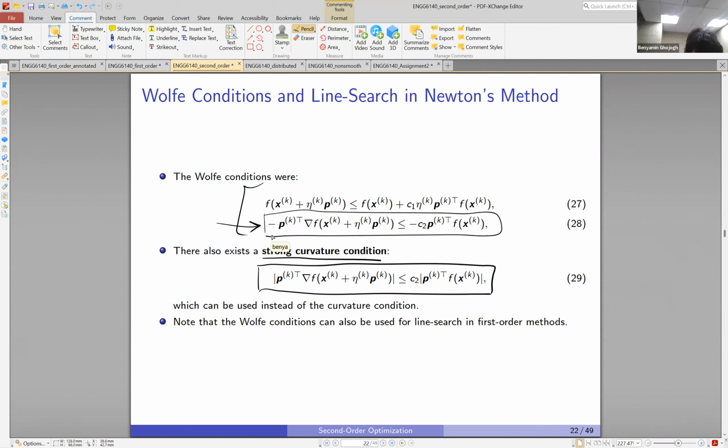And the Wolfe conditions can also be used for line search in first order methods. They are not just for second order methods, but they are usually used for Newton's method, for second order methods. Okay, so now we know how to find the learning rate in the second order methods. We start with, for example, eta 1, and we halve it until we satisfy both of these equations, or if we want to be more restrictive, to satisfy equations 27 and 29. As long as eta becomes small enough to satisfy these equations, that's done. We can choose that.